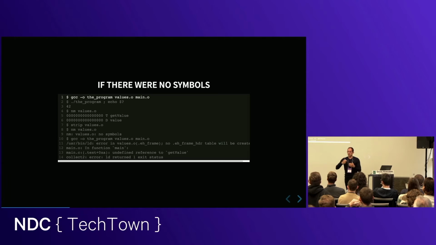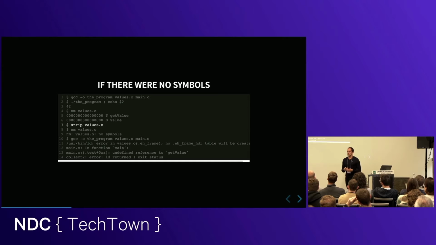And you remember main calls get value, and get value returns this global, which has the value 42. So when I run my program, there are no tricks here. It just exits with 42 as we expected. So that worked fine. And as we saw, this worked fine because when I list the symbols in values.o, we have the symbol for get value, so that the linker knows where get value is when it's linking the executable.